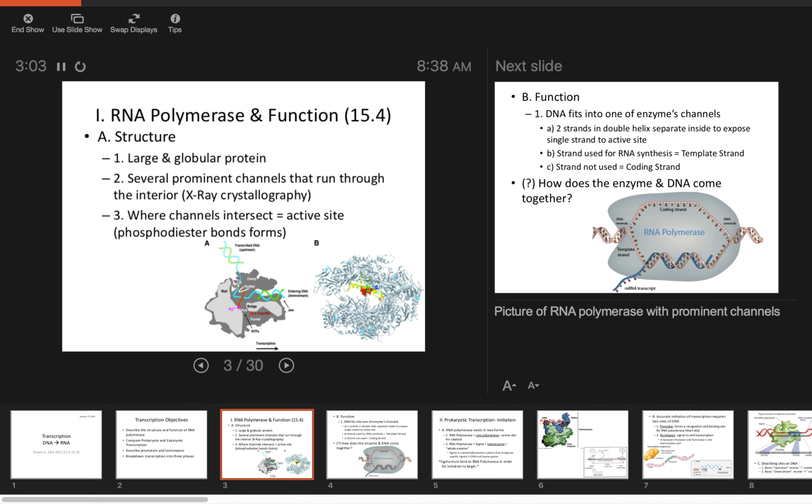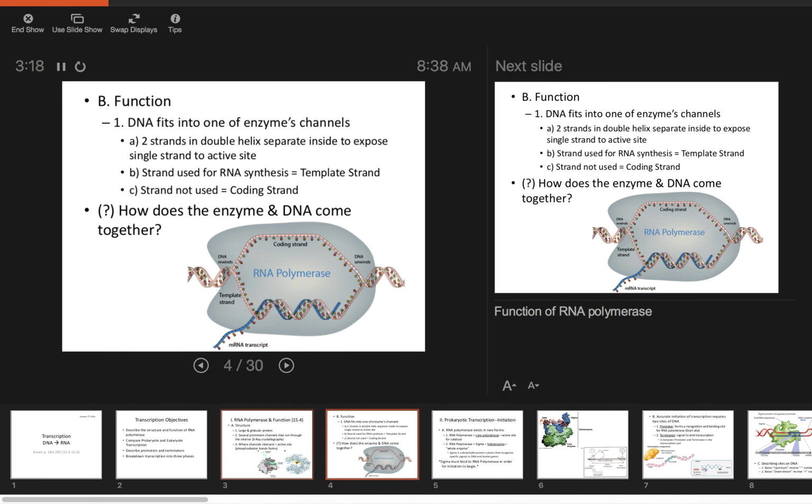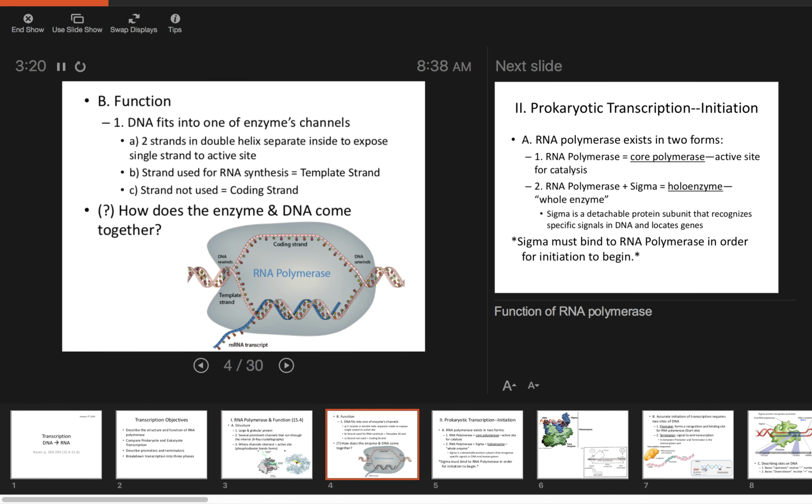But it's a very large and globular protein. We know that through X-ray crystallography. Where the channels intersect, that's basically the active site. This is where phosphodiester bonds form and unzip, and the base pair complementary. Now the function of it, DNA fits into one of the enzyme's channels. Remember DNA is a double helix, so you have to unzip it to expose a single strand. That's the template strand. The strand that's not used is the coding strand.